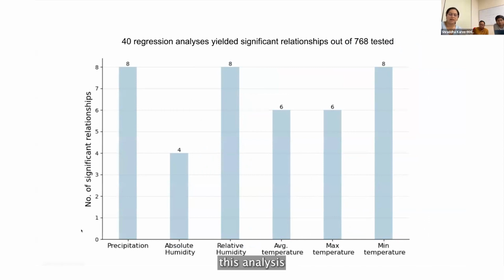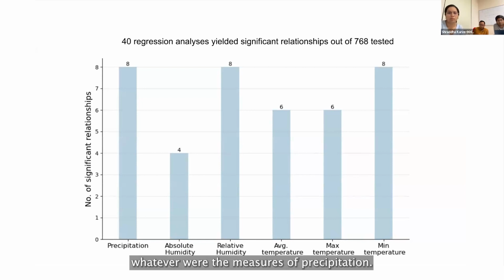Already this analysis gave a couple of insights. For example, we found that when doing the subtype analysis, 70% of the subtypes were either all resistant or all sensitive, already indicating that resistance does go hand in hand. We also found a lot of significant regressions with precipitation, whatever the measures of precipitation.